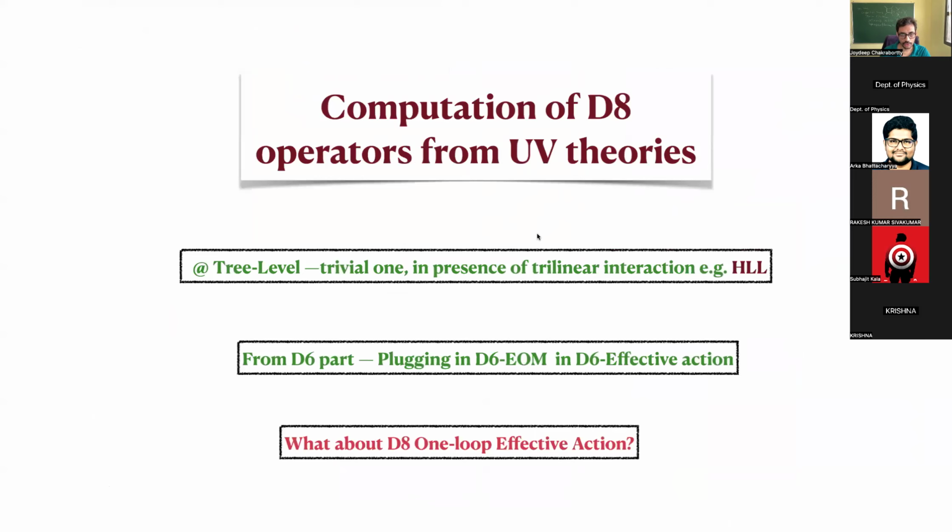Okay. So now we have gathered a little bit of an idea and sense of why dimension 8 could be important, why and where they're important, and how to calculate dimension 8 using the tree level. So now the question is, what about the dimension 8 one-loop effective action? That's what we need to compute.